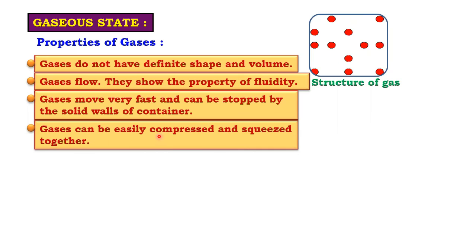Next देखते हैं. Gases can be easily compressed and squeezed together because gases have huge intermolecular spaces. उसके पास बहुत सारे intermolecular spaces होते हैं. हम क्या बोल सकते हैं? That they can be squeezed into a very small place. Ultimately its volume can be changed. Okay, so they are highly compressible.